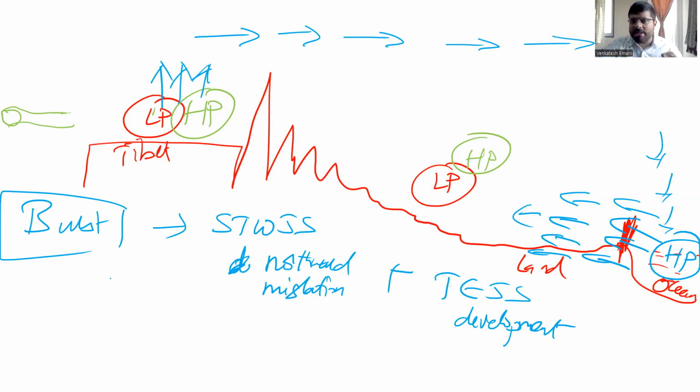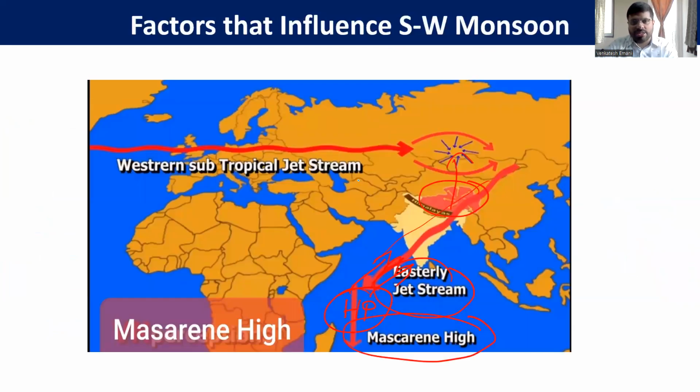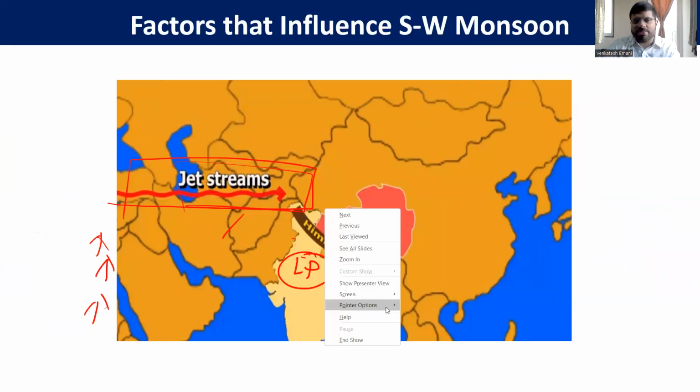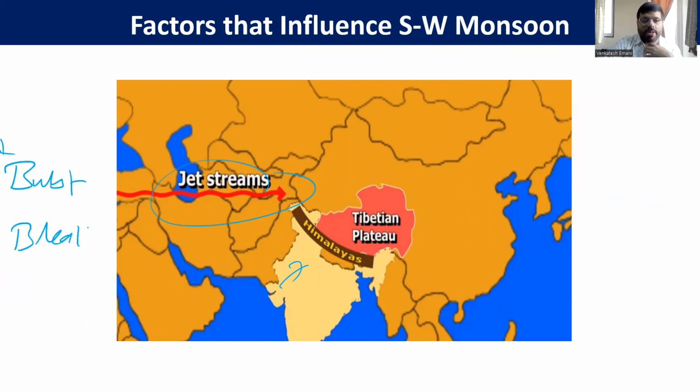Now, occasionally, in the months of June, July, August, September, there are breaks in the monsoon. Whenever the subtropical westerly jet stream comes into India's landmass, as you can see in this picture, sometimes it is absent, sometimes it is present. Whenever it is absent, you find a good monsoon. Whenever it is present, there are breaks in the monsoon. So the jet streams have explained the burst and also the breaks. Hope you all have understood this point until now.